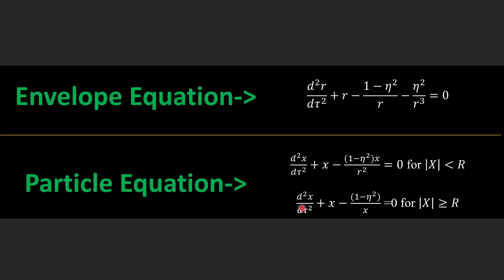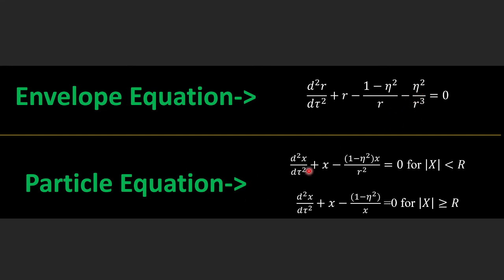So let's see the final equations that we have for our envelope and the particles. Let us look at the final expressions that we arrived at. For the envelope, we have d2r over d tau square plus r minus 1 minus eta square over r minus eta square over r cube.